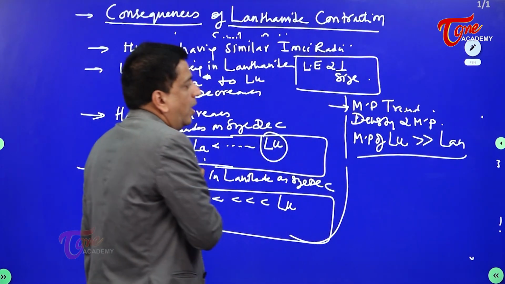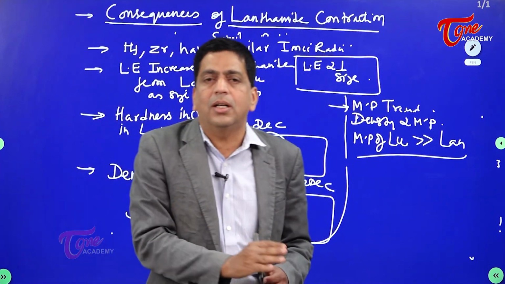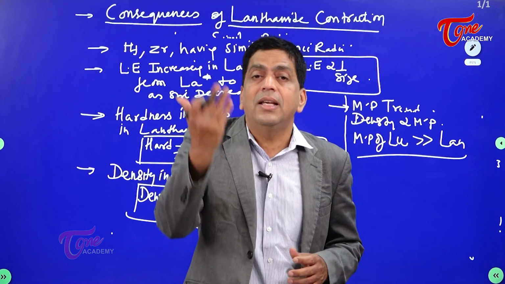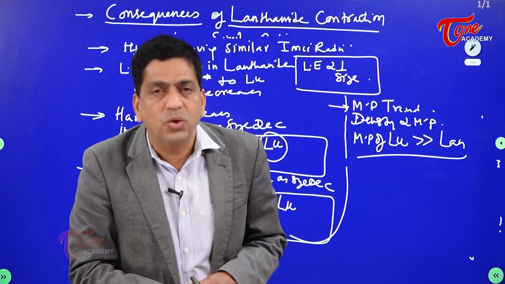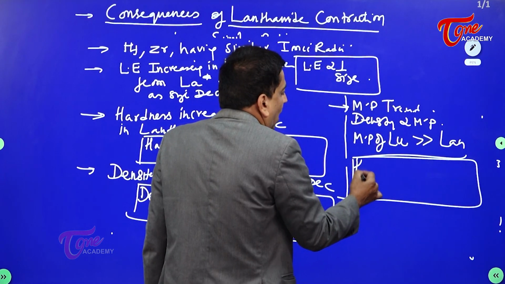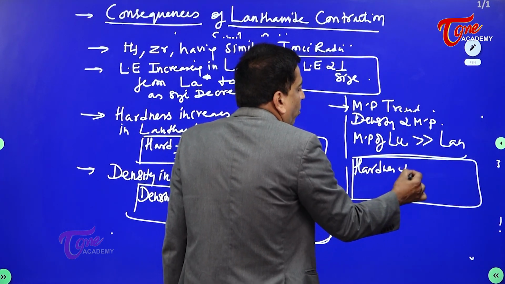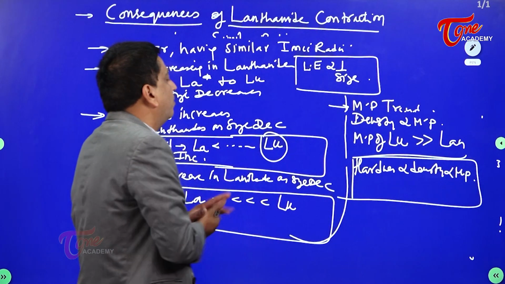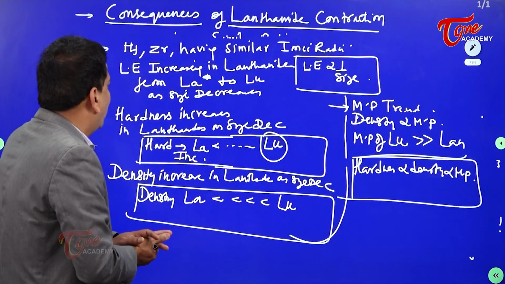You must understand. As the size decreases, density increases, melting point also increases. So all these are directly related. I can simply say hardness is proportional to density is proportional to the melting points. You must understand. Those are the trends.